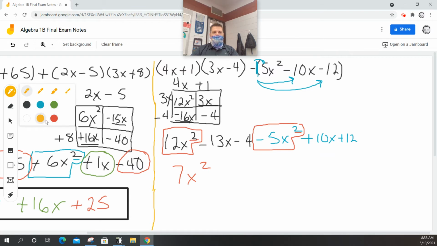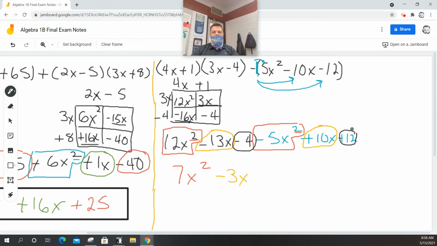Next, we're going to do negative 13x to the first power plus 10x to the first power. What is that? Negative 13 plus 10. Yeah, negative 3x. And then I've got negative 4 plus 12. What's negative 4 plus 12? Yeah, just positive 8, right? And so that's that answer.